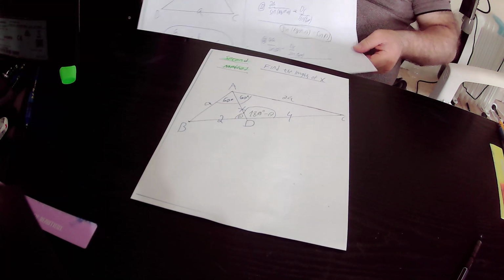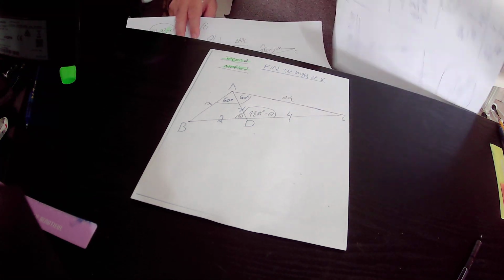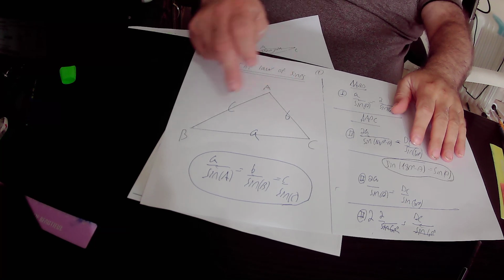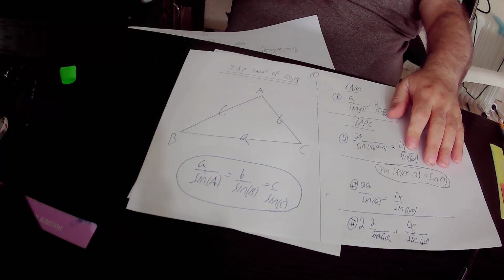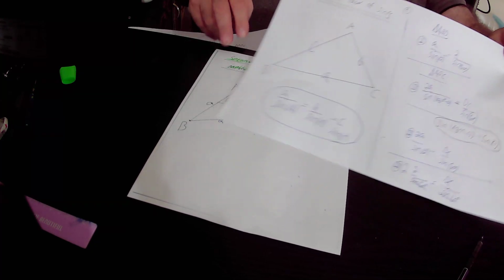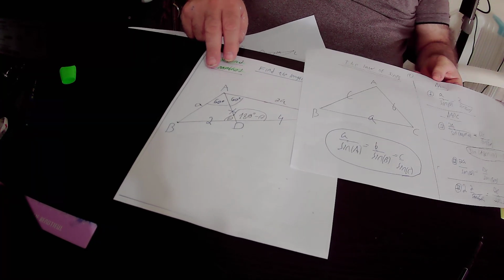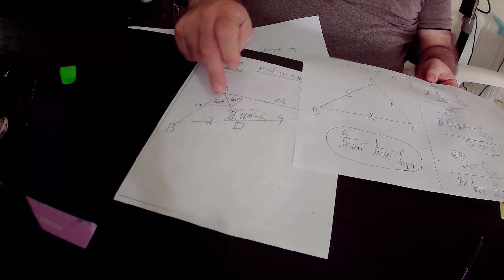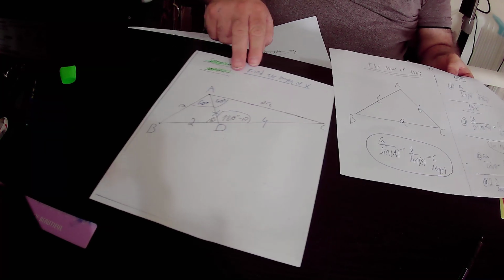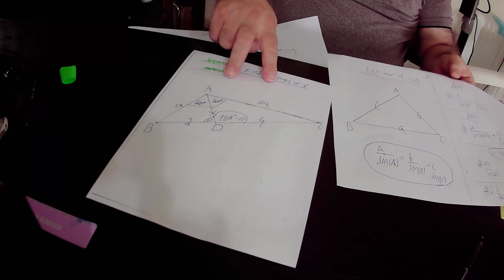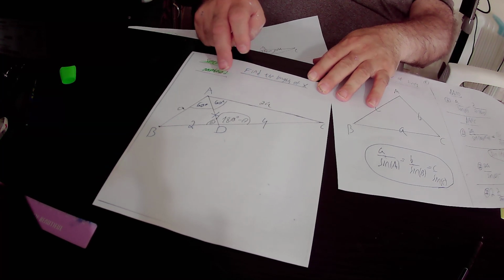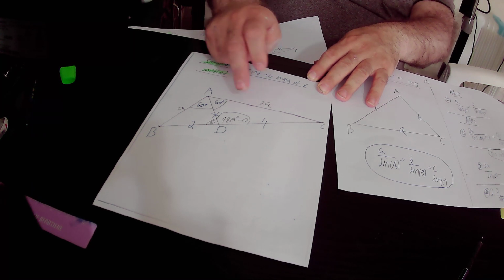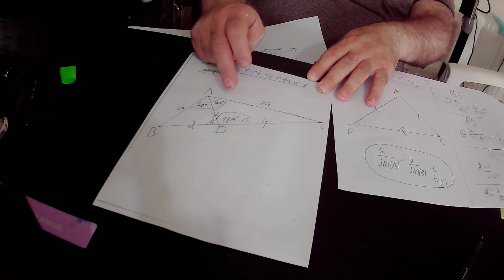Then I presented to you the law of sines. According to the law of sines, A over sine A equals B over sine B equals C over sine C. We implemented the law of sines in triangle ABD. In triangle ABD, A over sine theta equals 2 over sine 60 degrees. Then we implemented the law of sines in triangle ADC. In triangle ADC, we get that 2A over sine of 180 degrees minus theta equals DC over sine 60 degrees.